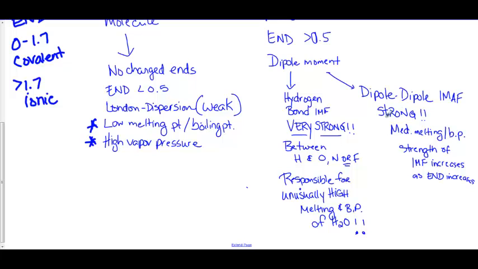The dipole attractive forces are strong. Moderate melting and boiling points, or medium, fair, however you want to say it. And the strength of the IMF increases as the electronegativity difference increases as well. So that sums up everything in this lesson.